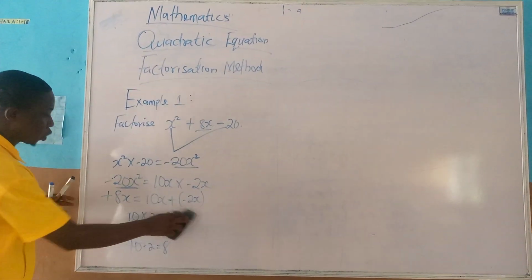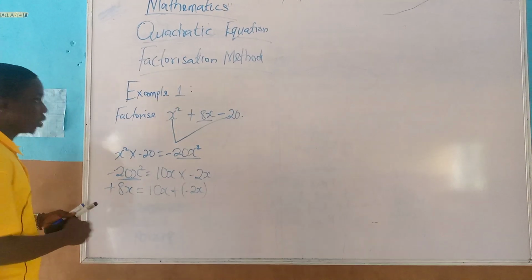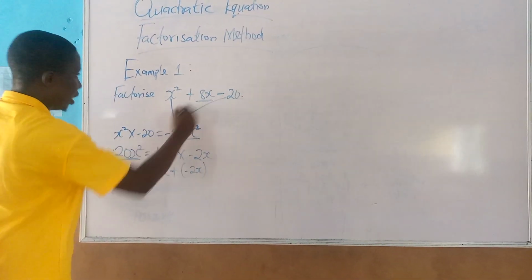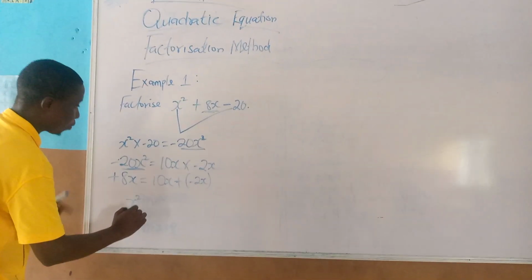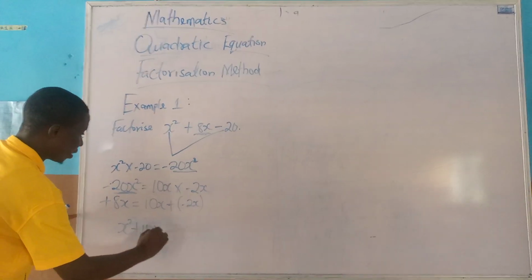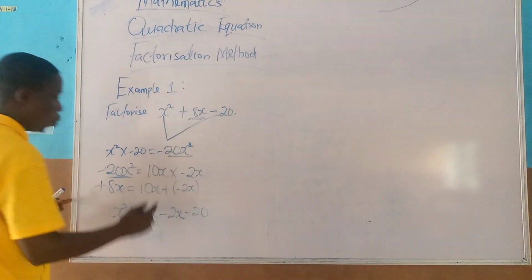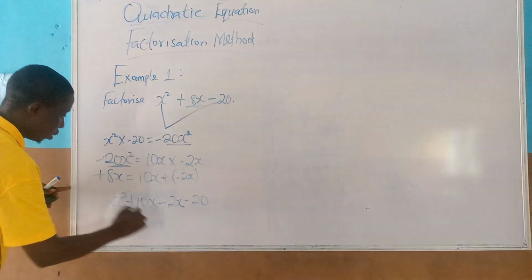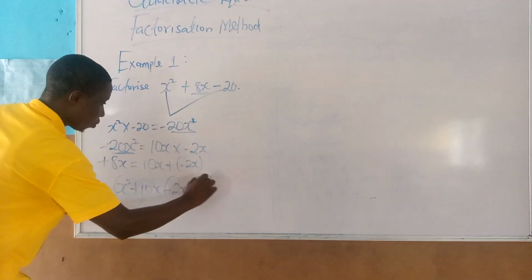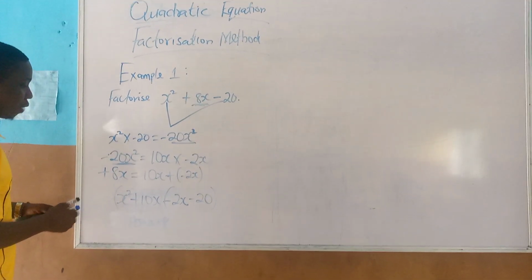With these factors we have gotten, we can now use them to replace the middle term, which is this 8s. So we have s squared plus 10s minus 2s minus 20. We group them in two.